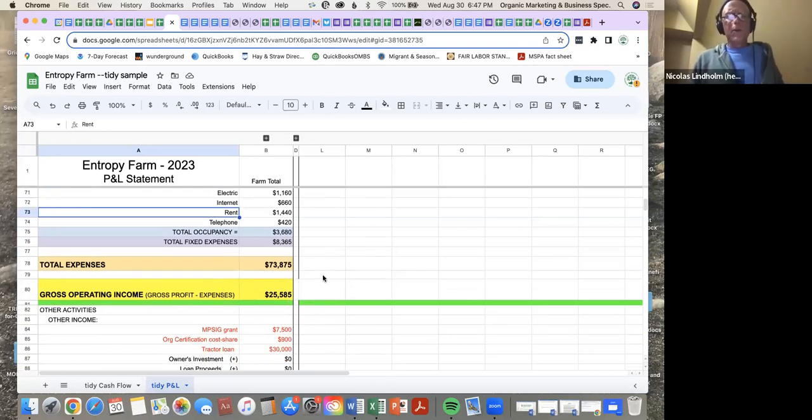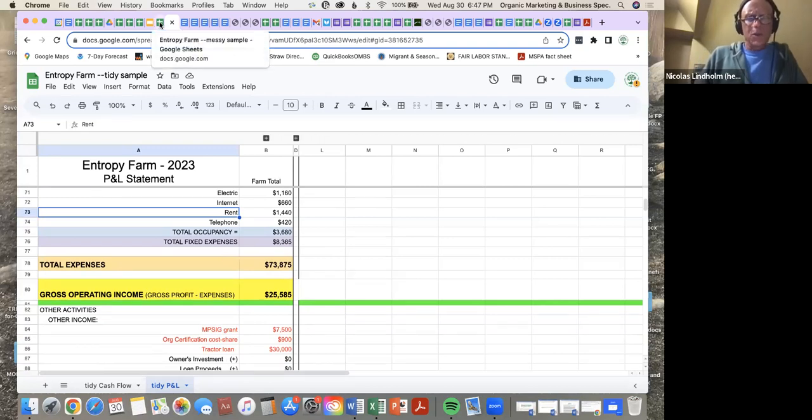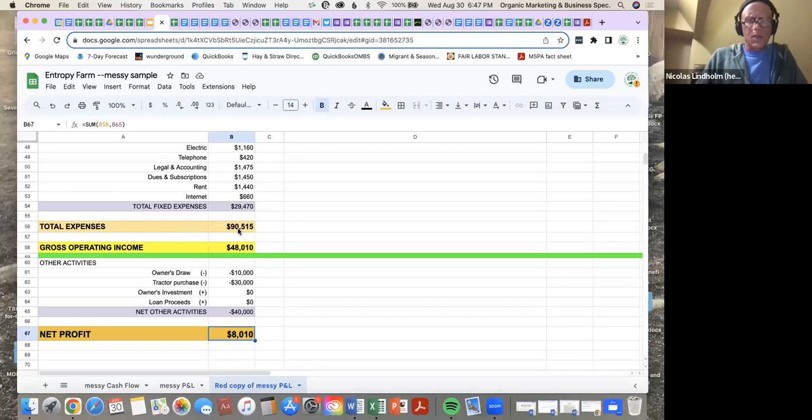You might remember that, well, let's go back to it. In the messy version, what was the total expenses? Total expenses were $90,000 in the messy version with a $48,000 gross income. Now that I've reorganized it, it's all the same numbers, just reorganized.